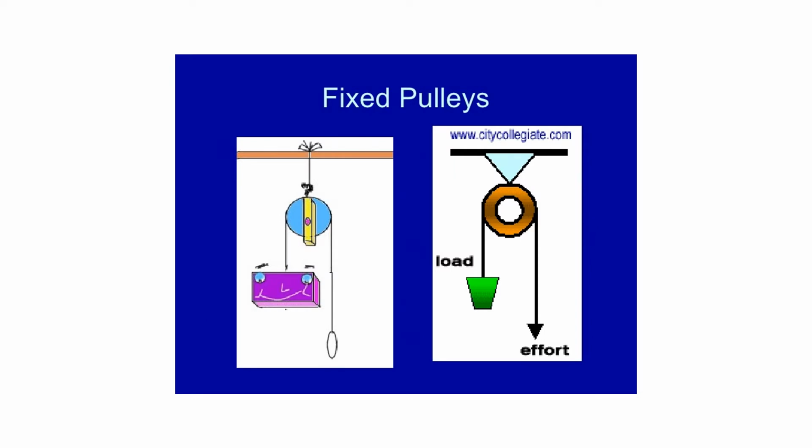Two fixed pulleys are shown here. These pulleys are fixed in 2 points. This is fixed in this point and this is fixed in this point. In both the figures, they are having grooved wheel with rope. One side of the rope is effort and another side of the rope is having load. So they are only changing the direction of the effort, but it is not acting as a force multiplier.